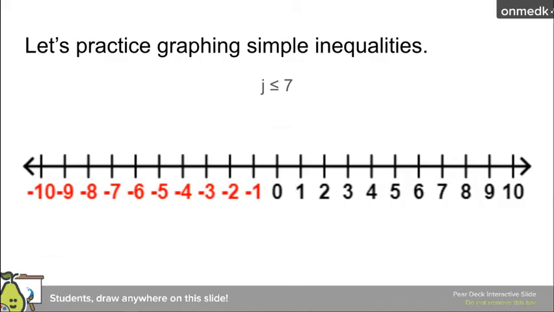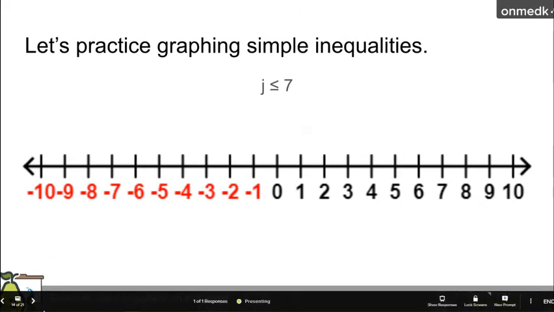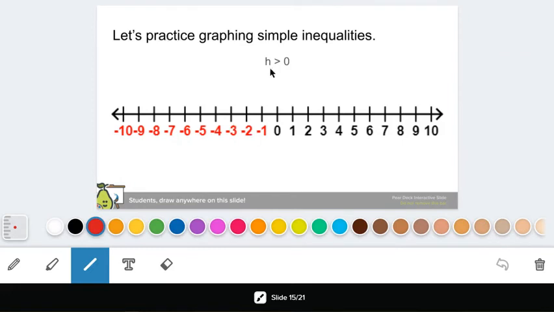Let me model one more. h is greater than 0. So in this case, I'm going to go to the number 0. I'm going to draw a circle. I am not going to fill it in because there is no equal here. And this says that h is the numbers more than 0. So more than 0, 1, 2, 3, 4, 5. I'm going to go to the right. And that is how I draw this inequality.